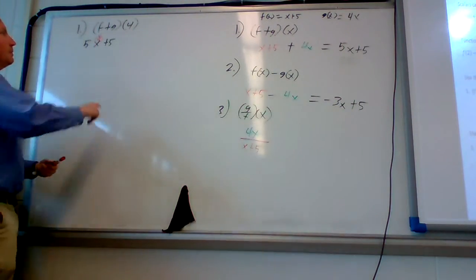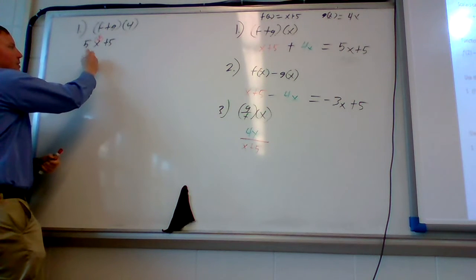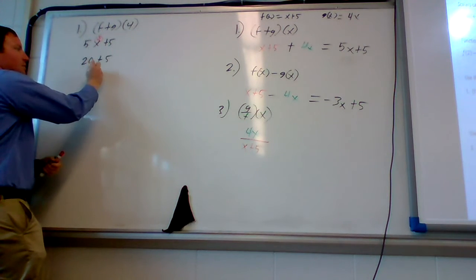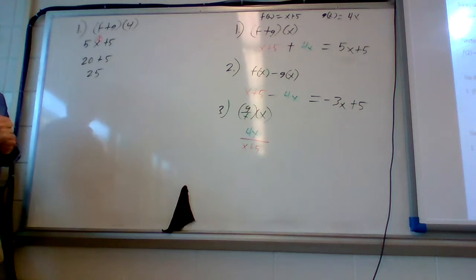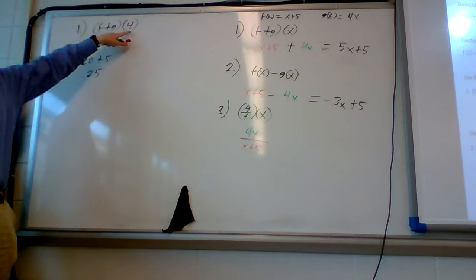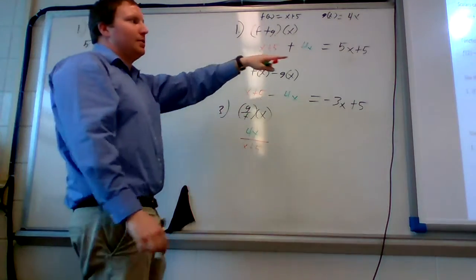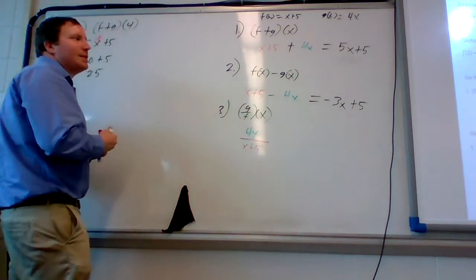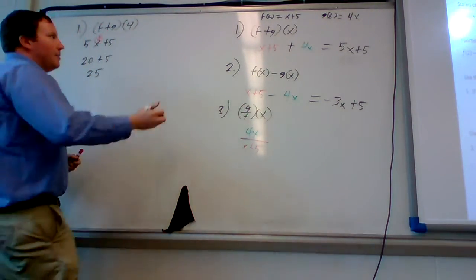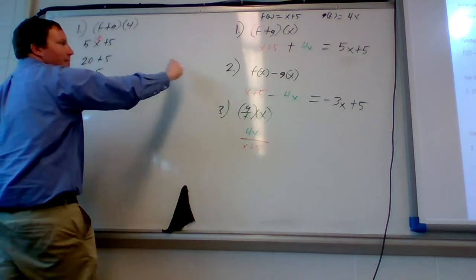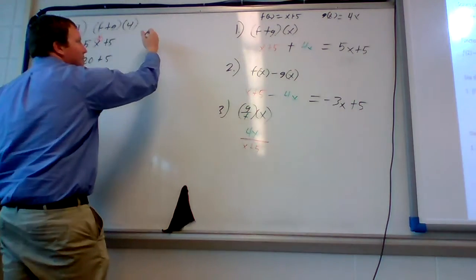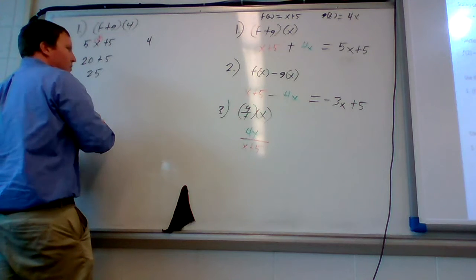Okay, so we've got 5 times 4 gets us 20, plus 5 gets us 25. Now the other way we can do it is we can take this value of 4 and plug it into our original function of f. And this is actually the easier way of doing it. So our original function of f is x plus 5. So I'm plugging in 4. That's 9.